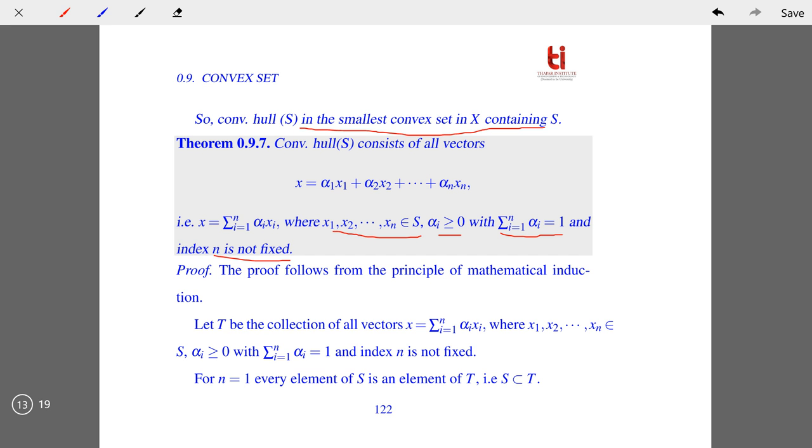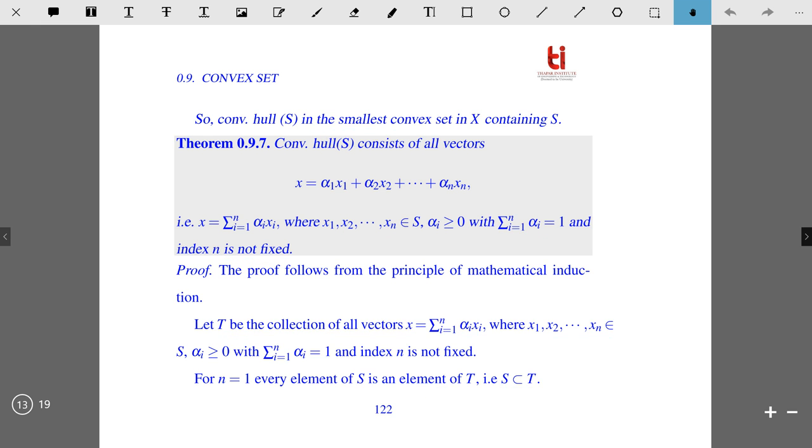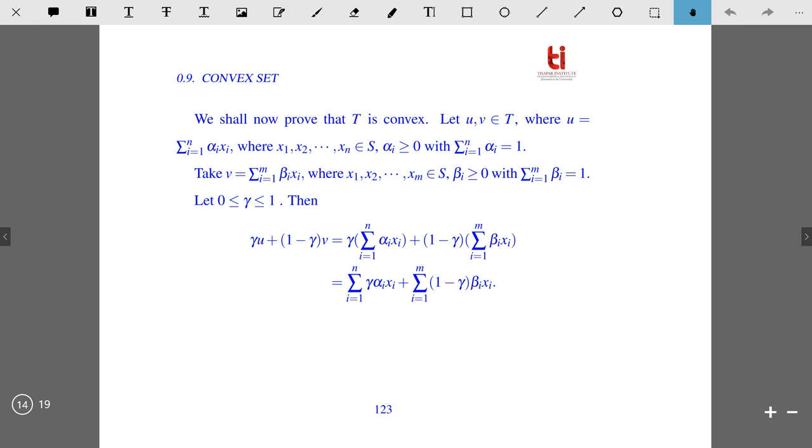So let T be the collection of all the vectors x equal to the summation of alpha_i x_i, i equal to 1 to n, where x1, x2, and so on up to xn belong to the set S, alpha_i is greater than or equal to 0, and the summation of alpha_i is equal to 1. So for n equal to 1, every element of S is an element of T. So we get S is a subset of T. Now we shall prove that T is a convex set.